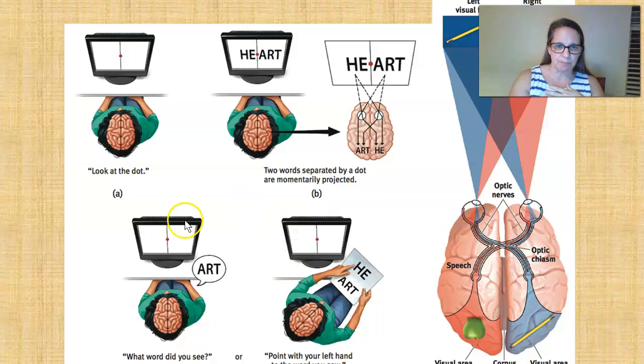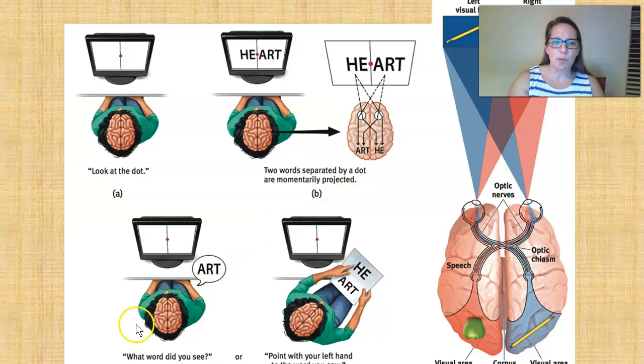So this is a visual that shows some of the experimentation that they did. They have someone who has had a split brain procedure. They're looking at a computer. They're told to look at the dot in the middle of the computer. And then a word is put up. So we see the word heart, but it is split by the dot, because we know that the H and the E are going to be processed in our right hemisphere and the ART is going to be processed into our left hemisphere.